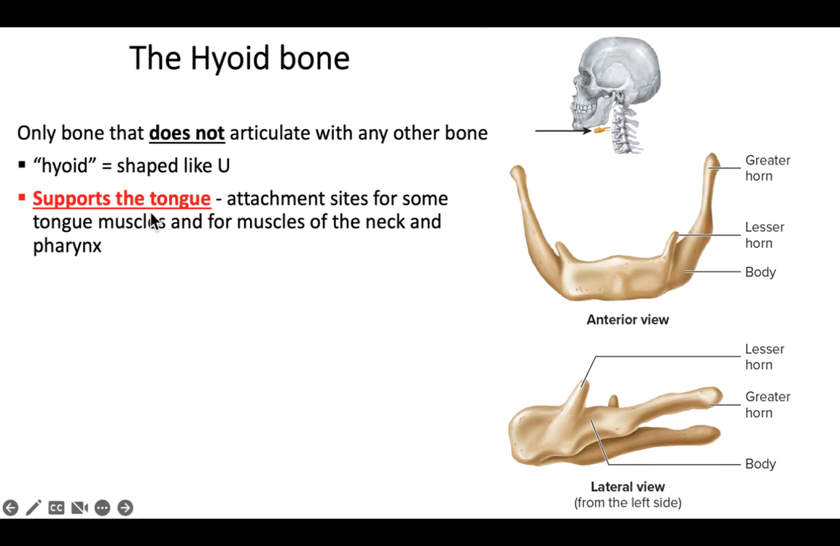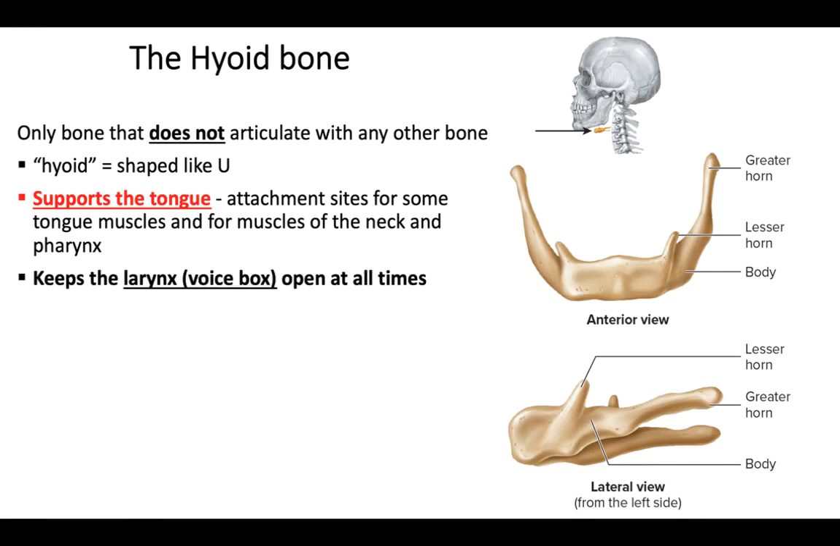Its job is to support the tongue. There's some muscles that come off of it and kind of go into your tongue to help you move your tongue. It also kind of keeps your respiratory tract open, so your respiratory tract goes right through that hyoid bone. So it helps keep that respiratory tract from kind of collapsing. So it keeps it open.